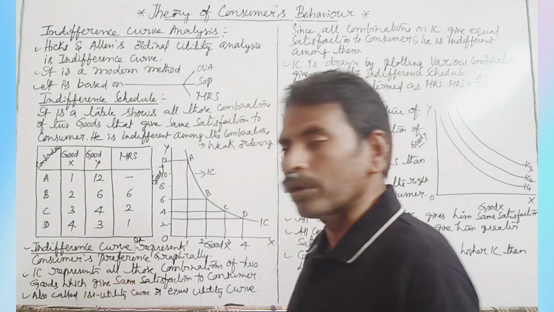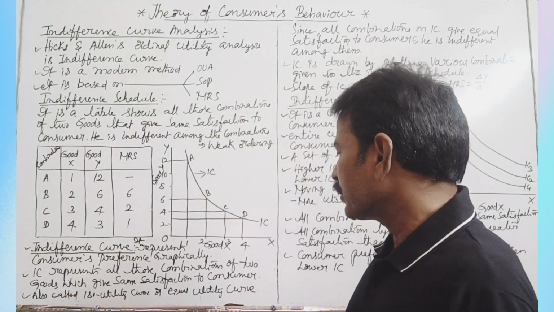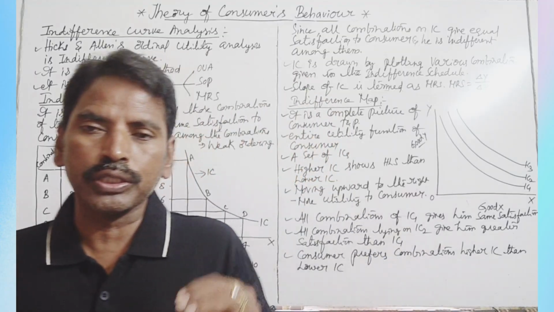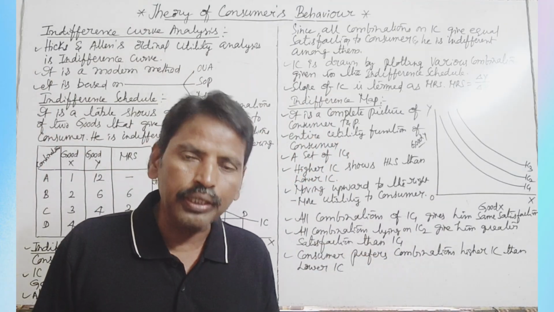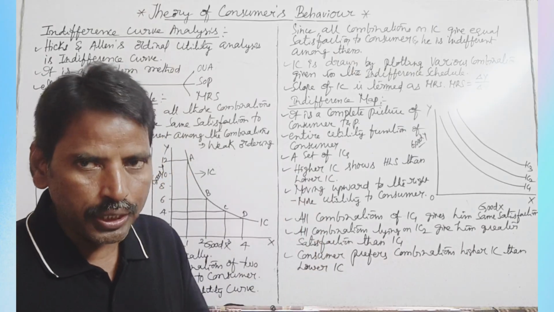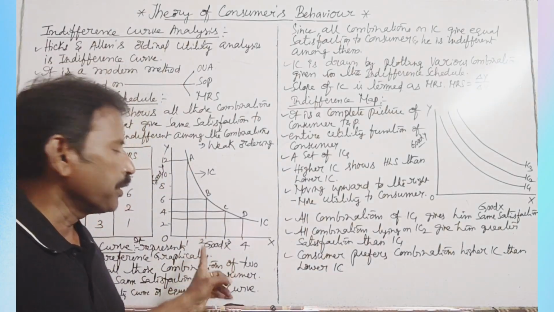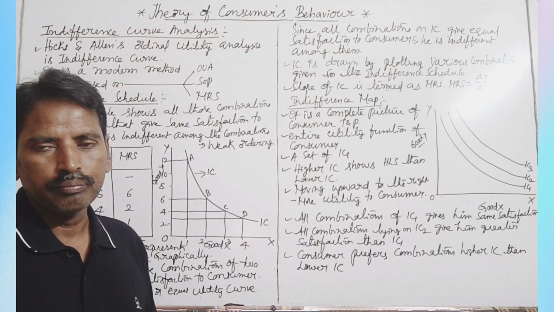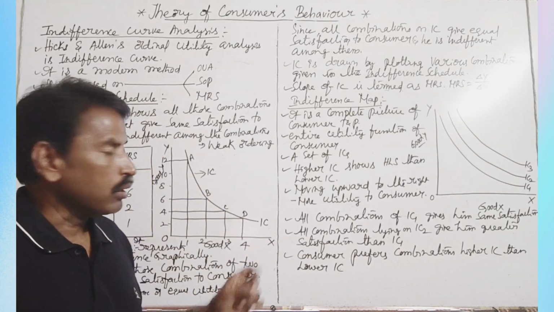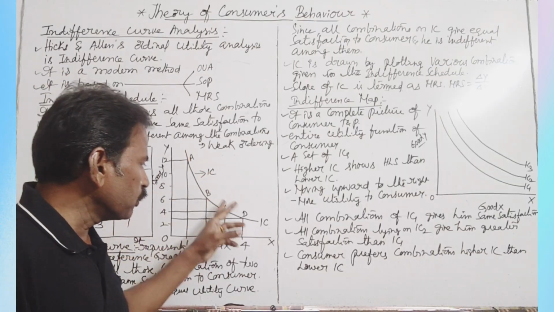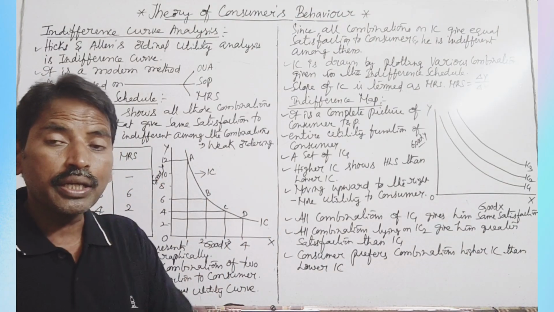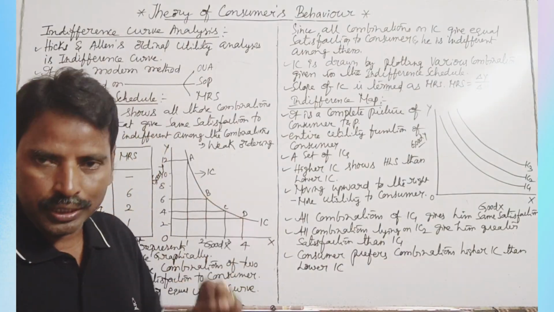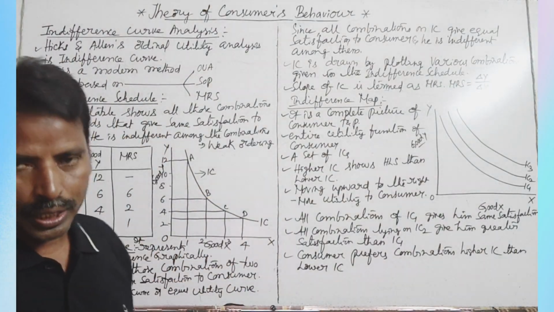Indifference curve is also called iso-utility curve or equal utility curve. This is called indifference curve. Indifference curve slopes downwards from left to right, convex to the origin, or negative slope, or rectangular hyperbola. The reason is, as the amount of good X increases, the amount of Y decreases.